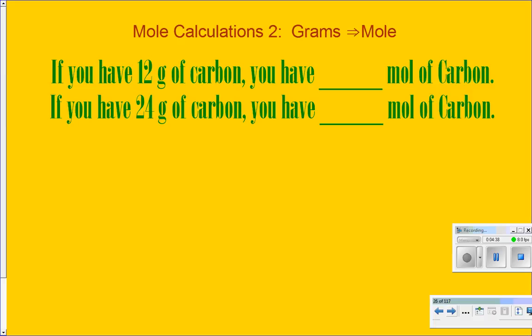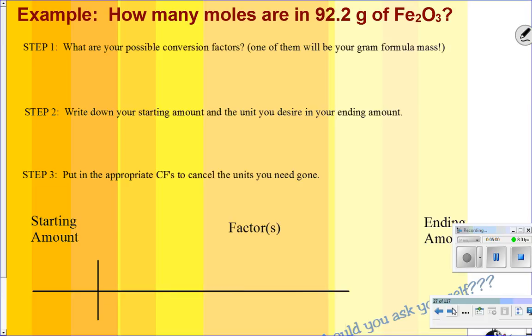We could also go from grams into moles. If you have 12 grams of carbon, since carbon's gram formula mass is approximately 12, you've got about a mole of carbon. If you have 24 grams of carbon, that's twice as much, so it's going to be 2 moles of carbon. In this case, what I was doing here was dividing by my GFM.